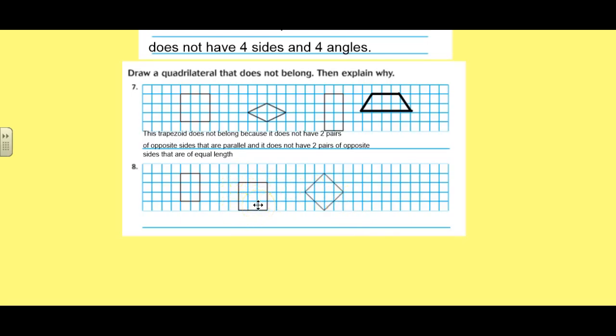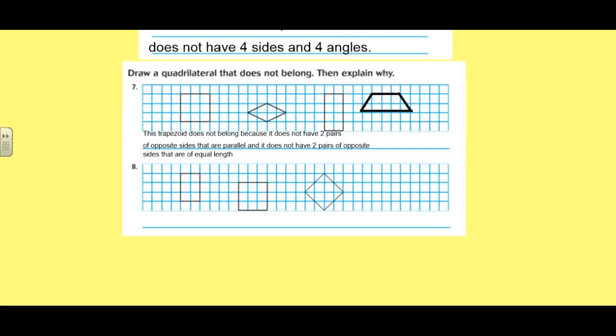So what I have right here are rectangles and squares. So I know that rectangles and squares are a lot alike, except a rectangle does not have all sides that are of equal lengths. But both rectangles and squares have 4 right angles, and they both have 2 pairs of opposite sides that are equal. I do know that a rhombus cannot be a rectangle or a square because it doesn't have any right angles. So one of the shapes that we can draw here is a rhombus.